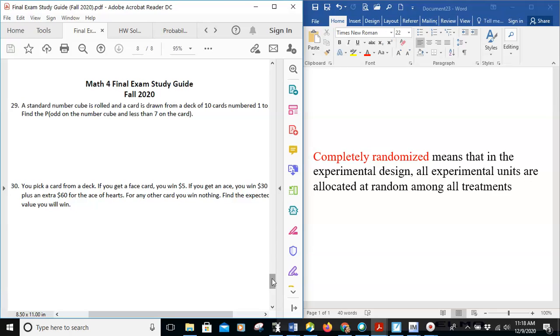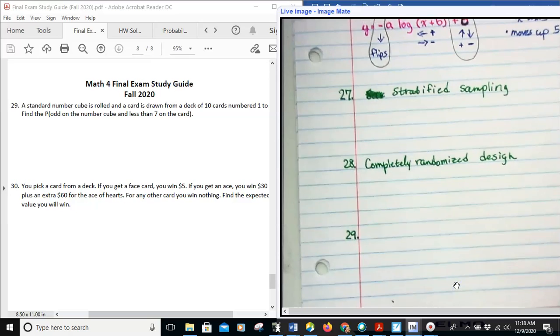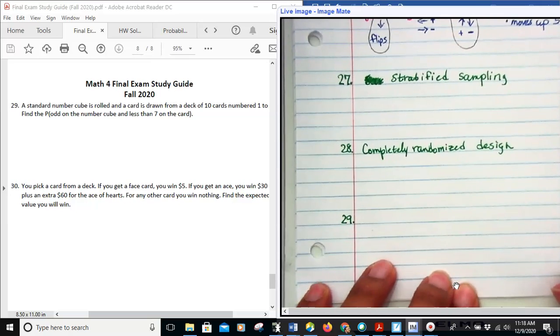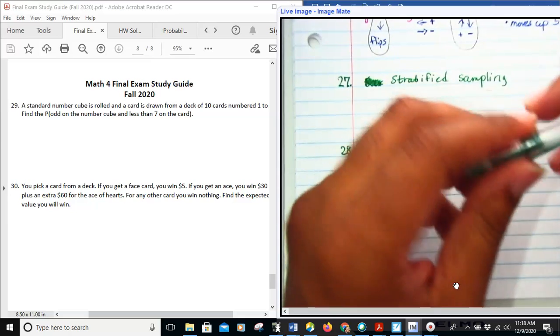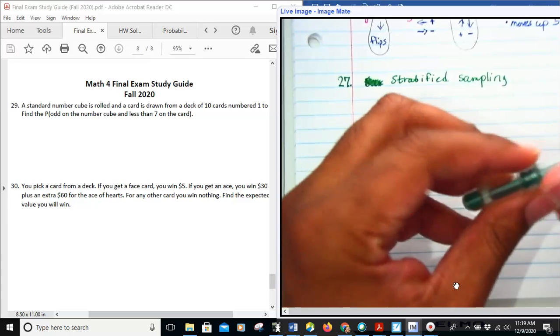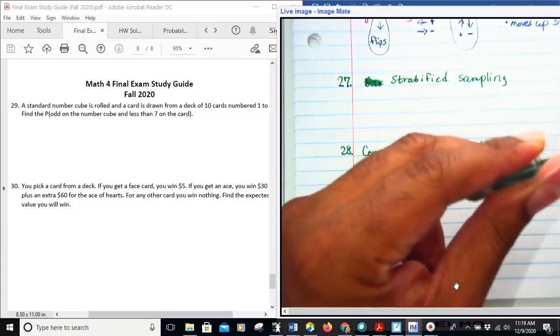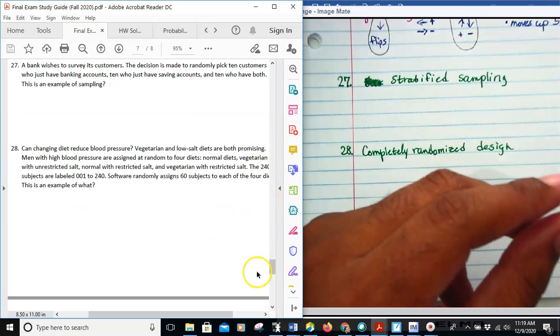All right, so now let's go to 29. It's probability now. So we did our statistical portion there, just a little bit of it, and now we're going to deal with our probability portion. So 29 says a standard number cube is rolled and a card is drawn from a deck of 10 cards, numbered 1 through 10.